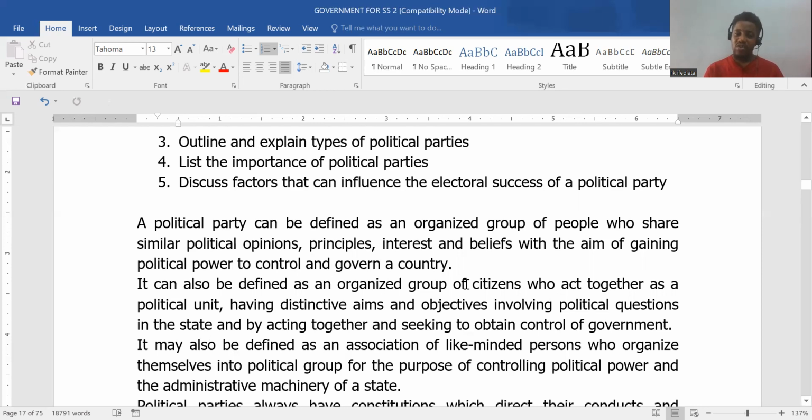So it can be seen as an organized group of people, citizens who act together as a political unit. And they have distinctive aim and objective involving political questions in the state. So they act together to obtain and control the government. So it's still saying the same thing. People who share similar objectives, similar ideologies, similar aim and purposes, but the essence of what they are doing is to seize governmental power, to control the government. That is the point.